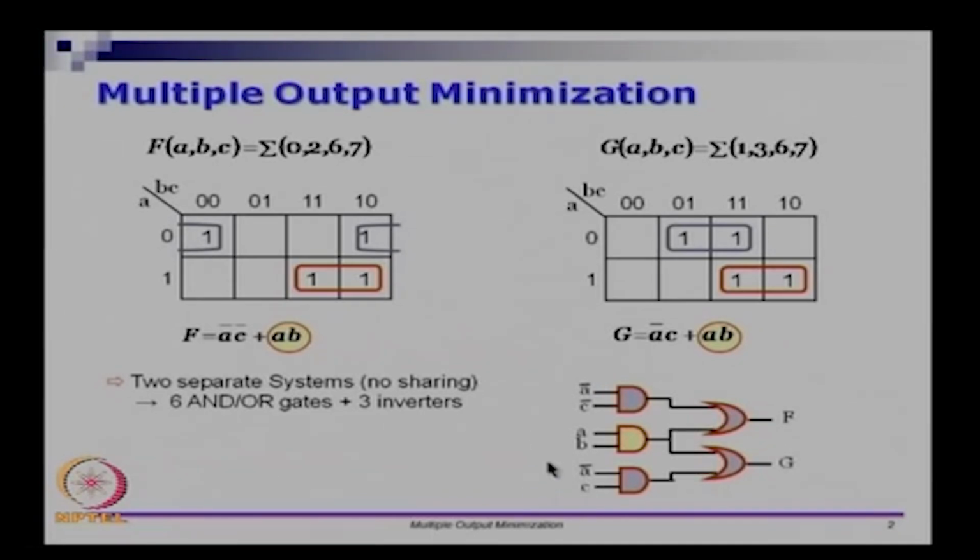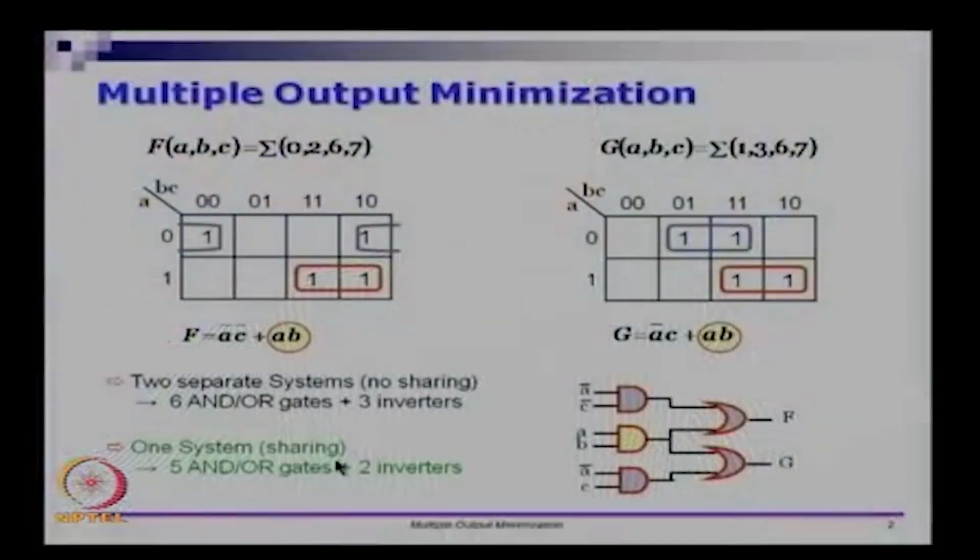If you throw in the inverter also, then with sharing we would have needed 5 AND or OR gates plus, it is 2 inverters. C also needs an inverter because of C bar. So we need 2 inverters, I am sorry about that. So we need 2 inverters plus 5 AND or OR gates. Clearly there is a reduction in the amount of hardware we are using: 1 AND or OR gate less and 1 inverter less.